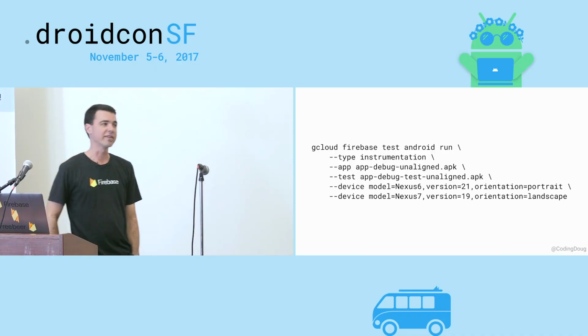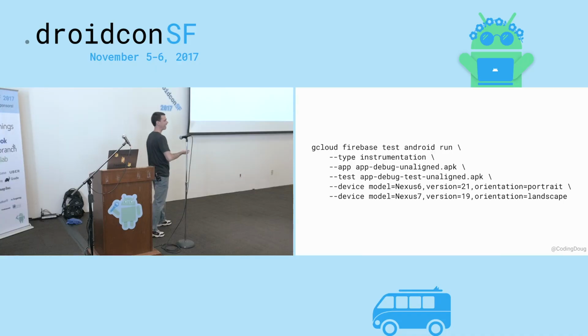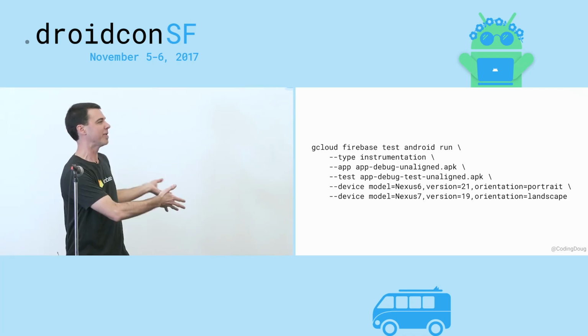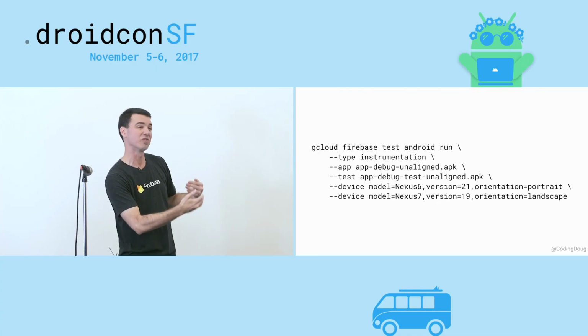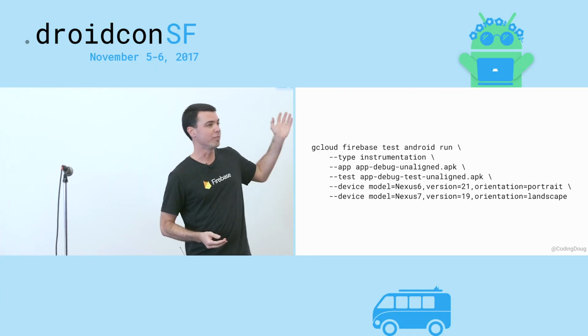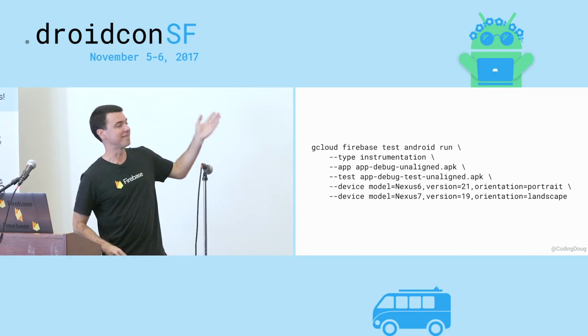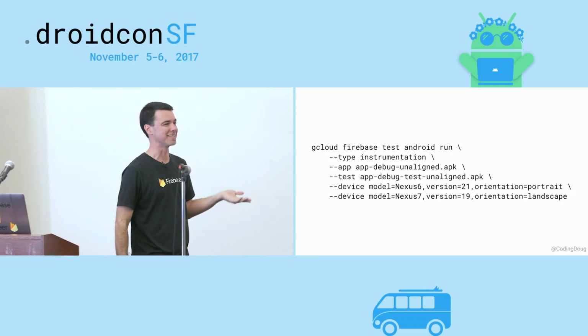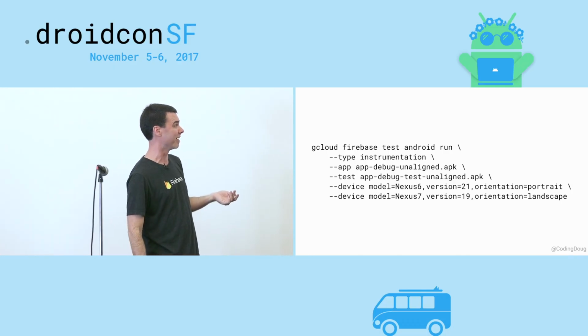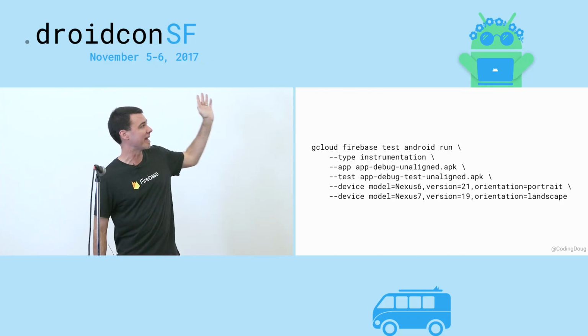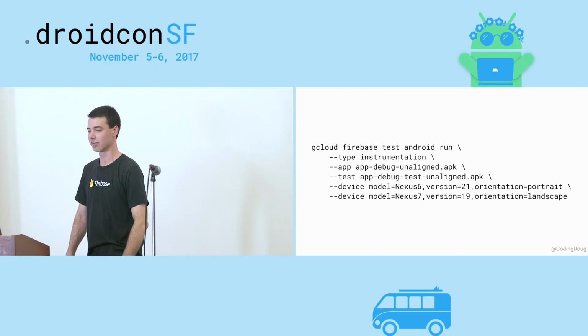And another way of running tests is through the command line. So there's a gcloud command line. If you're wondering what gcloud is, it's basically the command line that all Google Cloud products use. And Firebase is built on top of Google Cloud, so we make use of the gcloud command line. Now, you probably don't want to type this every time, right? This is a fairly intimidating command line. There's a lot going on up there, and it can get even more complicated as you have more devices and more configurations to add to it.